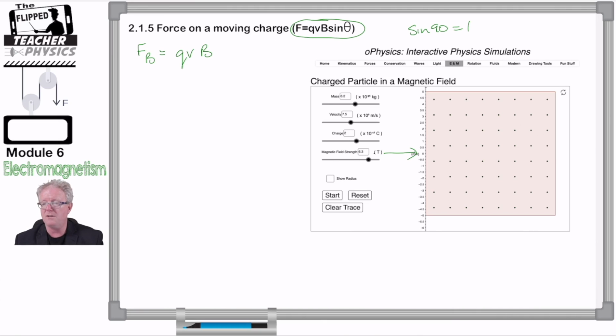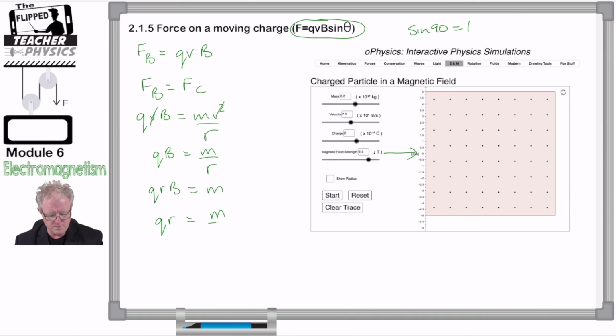Now because I'm measuring the effect of the radius, and we know that FB is equal to FC, then let's do qvB equals mv squared on r. The v cancels with that v, which means we have qB equals m on r. Let's times by r, so we get qrB over m, and we divide by B, m over B. Okay, I've lost the velocity.